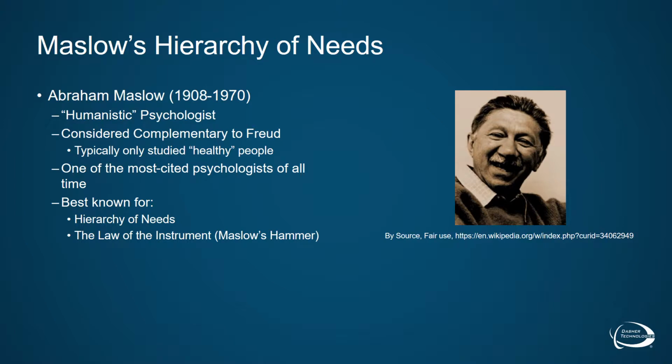Not sure how many of you are familiar with Maslow and his hierarchy of needs, so here's a little background. Abraham Maslow was a humanistic psychologist, which put him in a little bit different bucket than most of the other well-known psychologists such as Freud. The reason why is Maslow typically spent his time studying healthy and successful people. Most psychologists would study people who had mental disorders or other deficiencies. As one of the most cited psychologists of all time, Maslow was best known for his hierarchy of needs, which we'll review in a minute, as well as the law of the instrument, which is also known as Maslow's hammer.